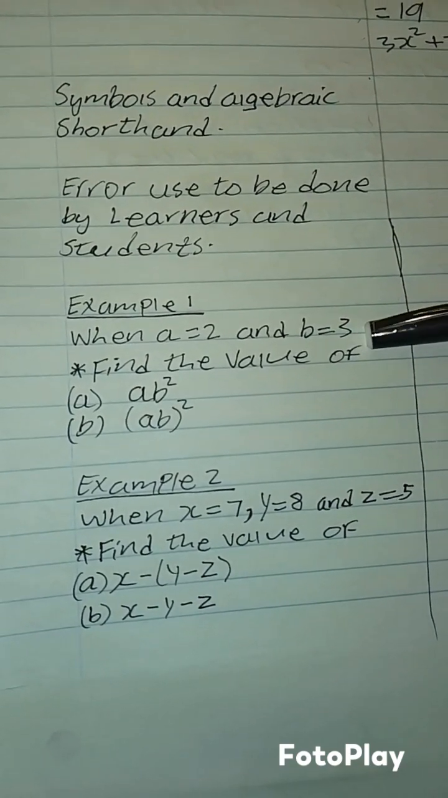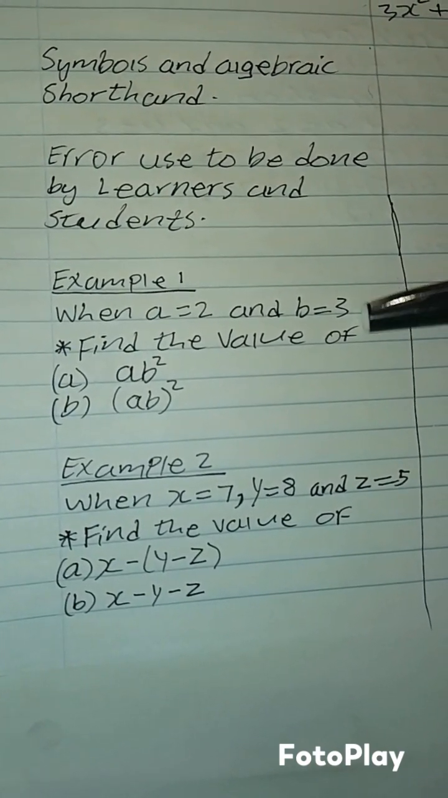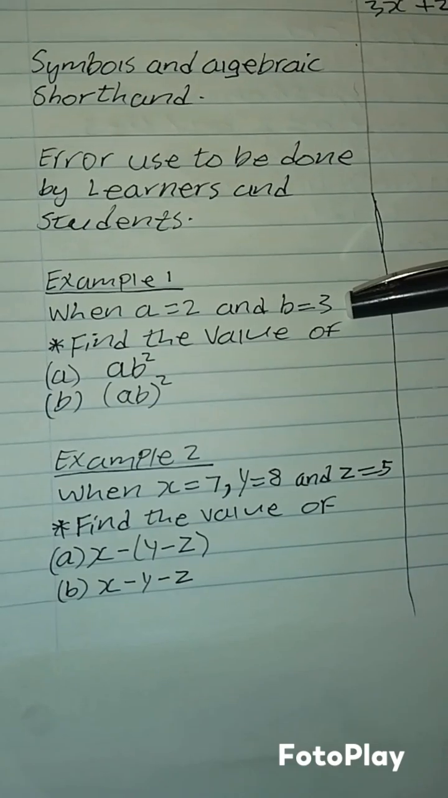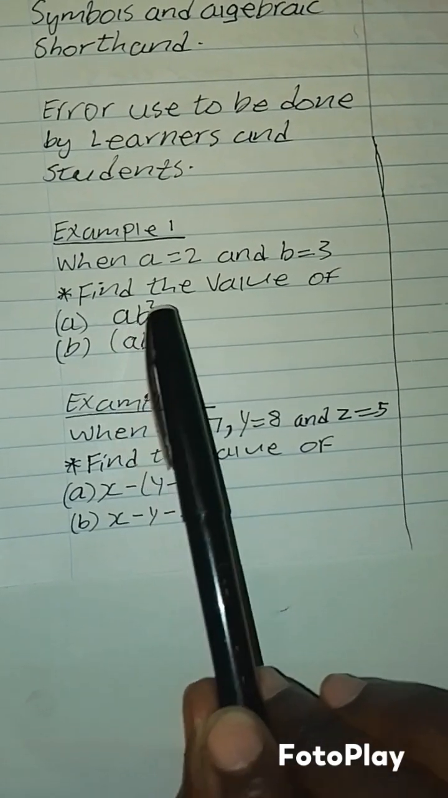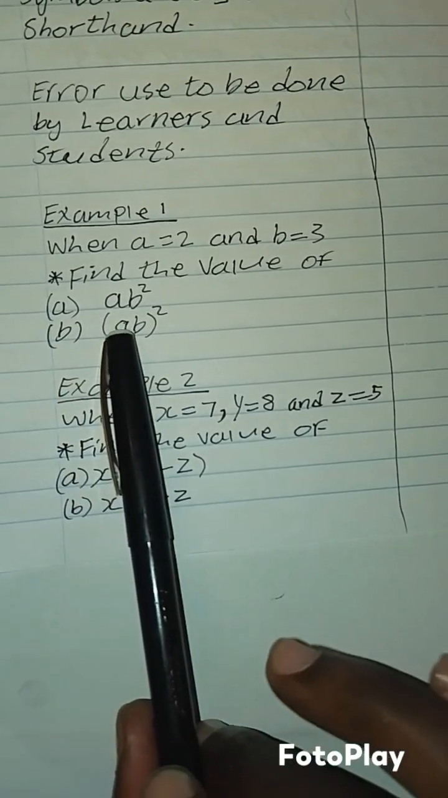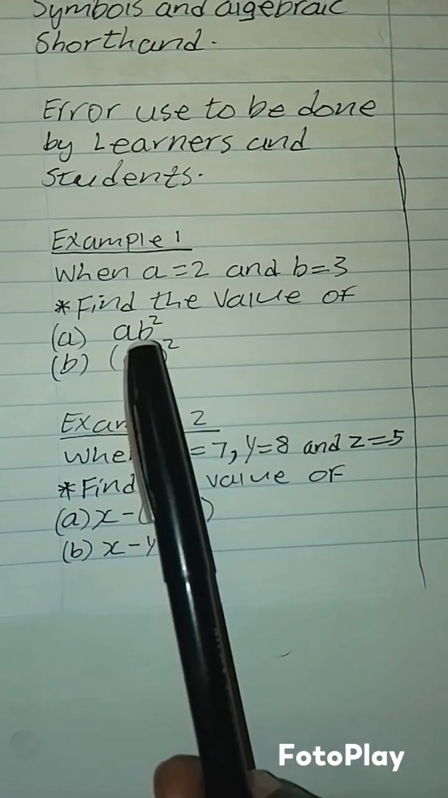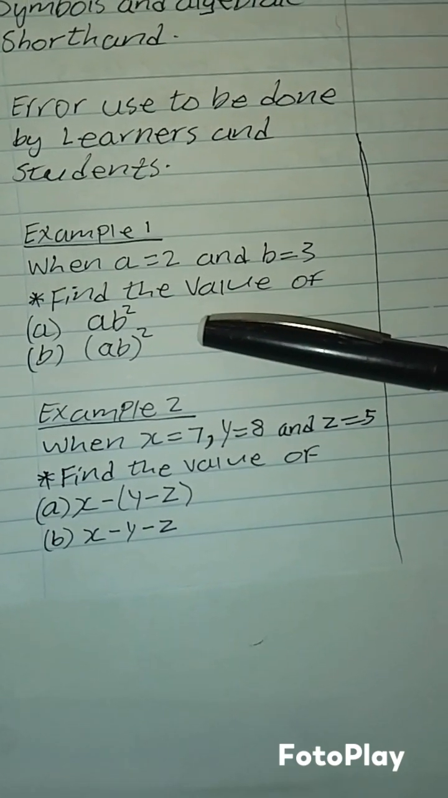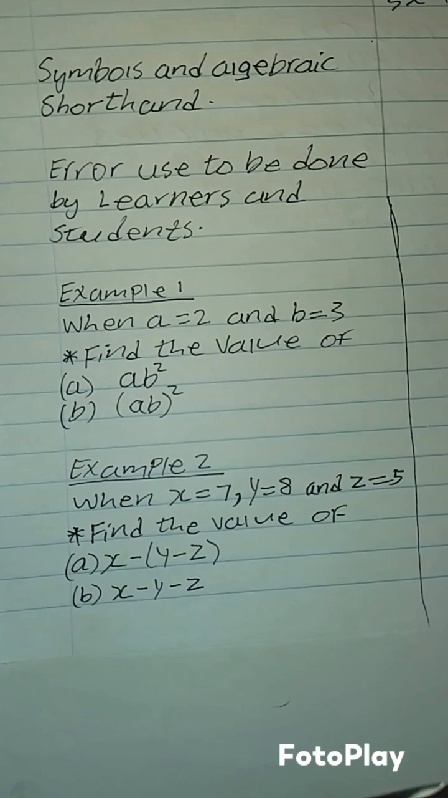This is the question. It says, when A is equal to 2 and B is equal to 3, find the value of AB to the power 2 and find the value of bracket A, B, close the bracket, to the power 2. The answers that you have to get for these two questions are very different, and we will get to the answers in the near minutes to come.